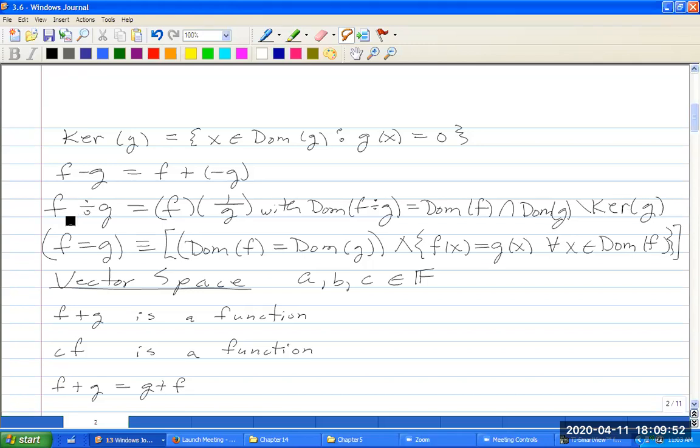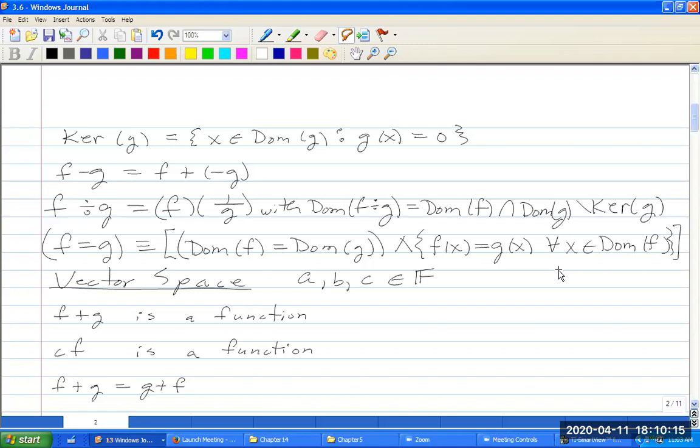Two functions F and G will be said to be equal if their domains are equal and F of X is equal to G of X for all X in the domain of F or in the domain of G. They're both the same domains.